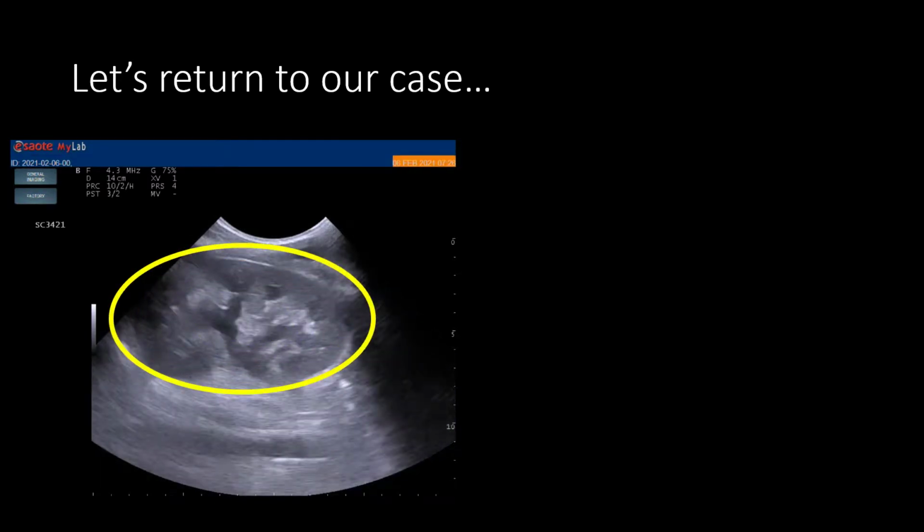Here's the kidney. There's the collecting system. The red arrows are showing you hydro within the collecting system. The white arrow is showing you a renal pyramid which is outside the collecting system. Only look within the collecting system. That's your area of interest.